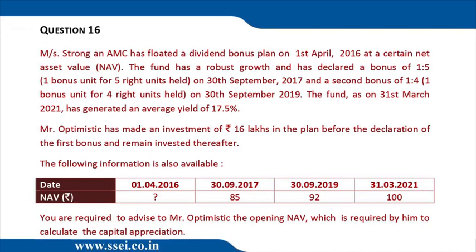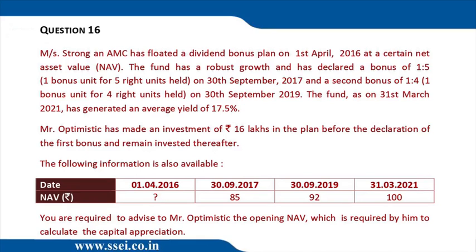The fund has a robust growth and has declared a bonus of 1:5 on 30th September 17 and a second bonus of 1:4 on 30th September 2019. The fund as on 31st March 21, that means after 5 years, has generated an average yield of 17.5%. You know what to do. 17.5 into 5, that's 87.5% total yield.